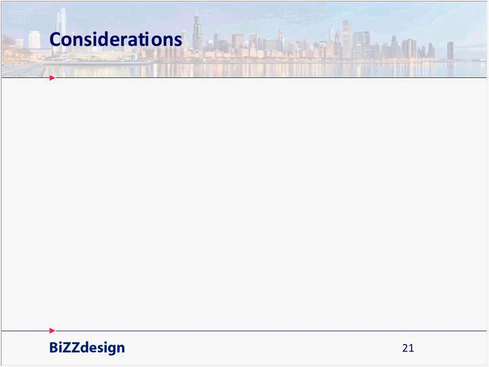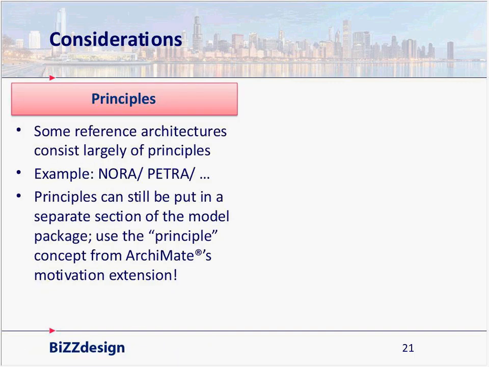Okay, let's move on. I'm going to finish a little earlier than I anticipated, with some considerations. First of all, we focus mostly on the ArchiMate modeling part of architecture work. You may say that some architectures consist mostly of principles. This is true. One example is a set of architectures for the Dutch government sector that are principle-based. These architectures go by the names Nora, Petra, Gemma, etc. For some reason, we always choose names of women over there.